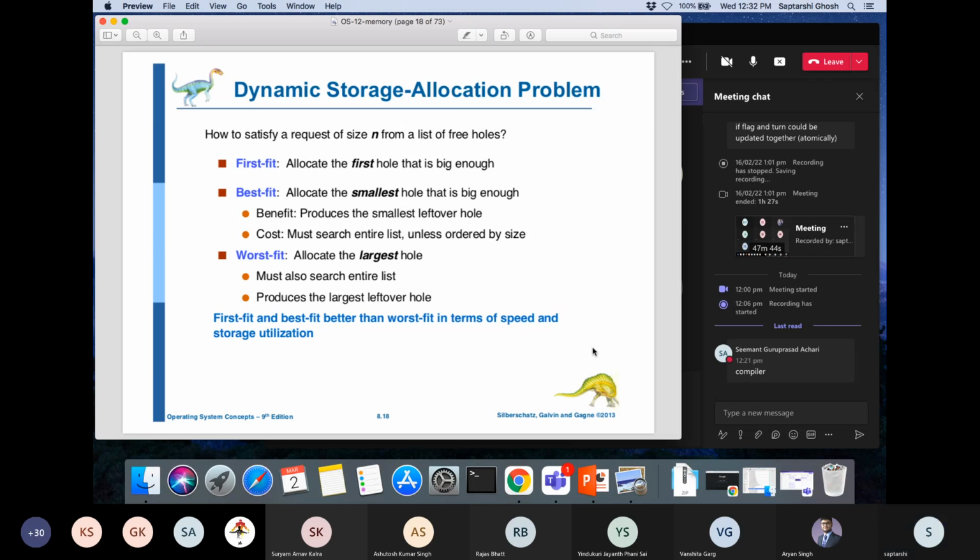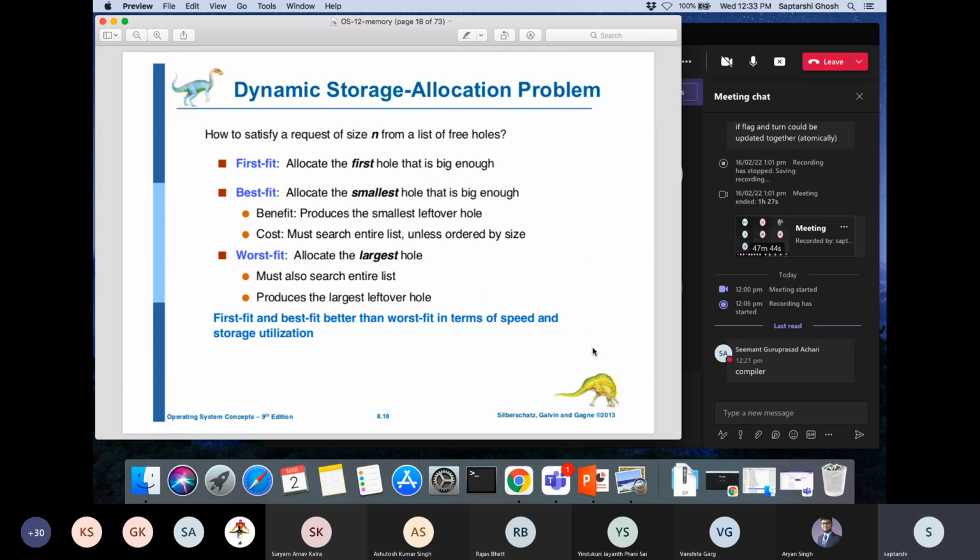There are different techniques. One technique is first fit: allocate the first hole that is big enough. Let's say the OS is maintaining a linked list, where every node corresponds to one hole. The node will store the starting address of the hole and the size of the hole. The OS is trying to figure out from which hole to give this new process a memory of size n. First fit means just traverse the linked list from the beginning. The first hole the OS finds that is of size at least n, it allocates n bytes from that hole to the new process.